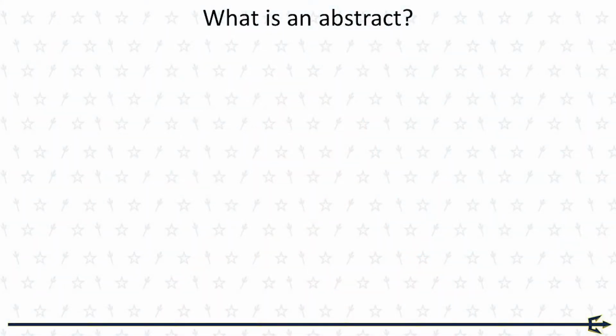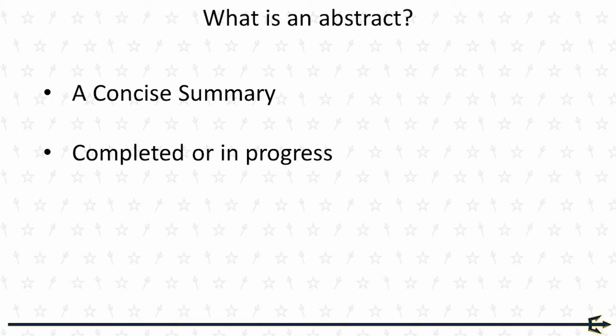So what is an abstract? An abstract is a concise summary of your work. It can be either a summary of a completed work or a summary of a work in progress. Typically, abstracts are approximately 5 to 10 sentences in length and are extremely informative. They contain just enough information for the reader to determine if the work is relevant to their interests and if they should use their limited time to read the paper or attend the poster session or presentation.